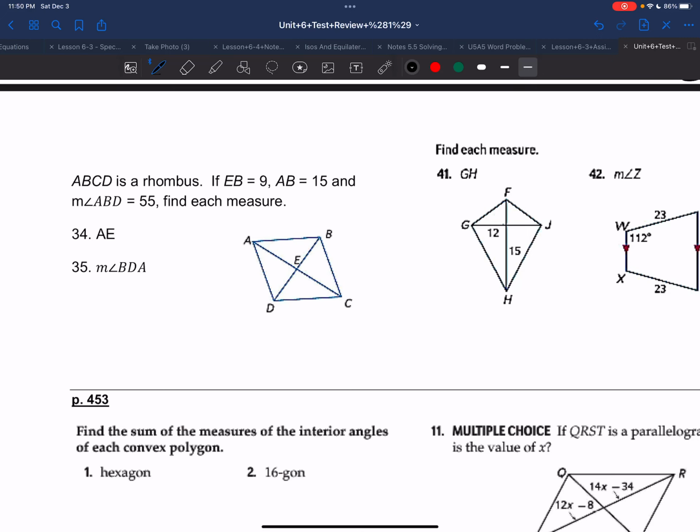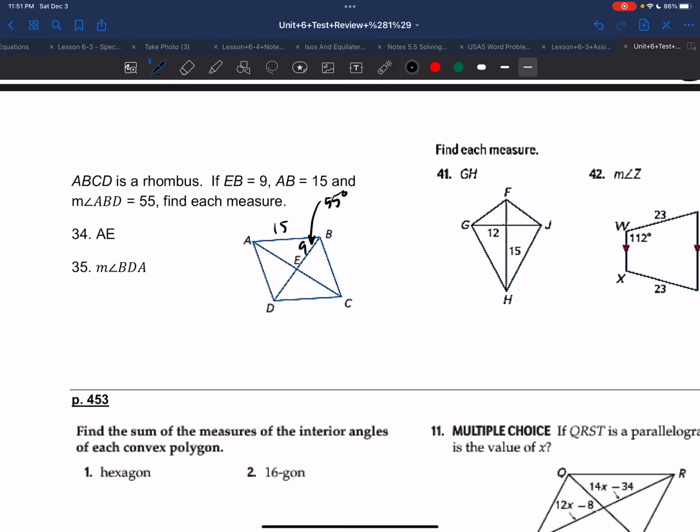All right, I want to go ahead and talk about the next page of the review. ABCD is a rhombus if EB is equal to 9. So here's EB, that's 9, and AB is 15. And the measure of angle ABD is right here. So this whole thing is, no, actually it says ABD. So we're talking about this angle here. That is 55 degrees. Okay, great.